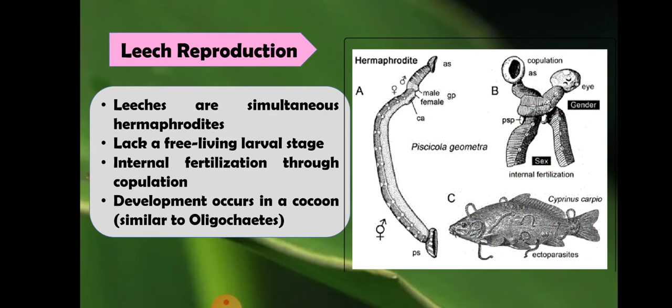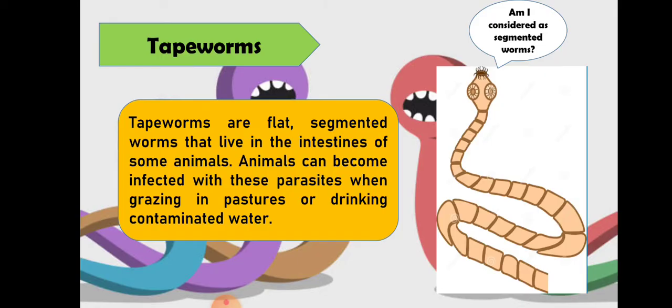So, leech reproduction. Leeches are simultaneously hermaphrodites, lack a free-living larval stage, have internal fertilization through copulation, and development occurs in a cocoon similar to Oligochaetes. So, tapeworms. So tapeworms are flat segmented worms that live in the intestine of some animals. Animals can become infected with these parasites when grazing in pasture or drinking contaminated water.